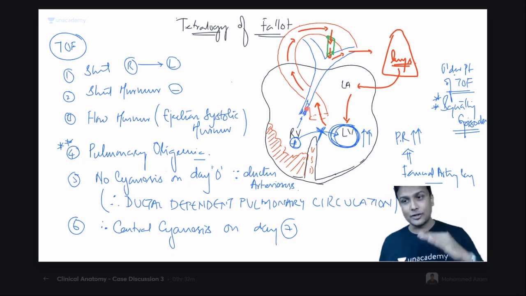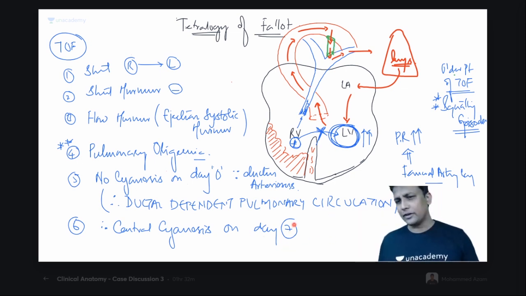And after that, what is going to happen in this condition? Yes, shunting from right to left will occur, shunt murmur negligible, flow murmur, yes, ejection systolic murmur, and less amount of blood is going to the lungs there, pulmonary oligemia. And will there be cyanosis on day 0? No cyanosis. Why? Because the blood is circulating via ductus arteriosus, ductal dependent pulmonary circulation. No cyanosis on day 0. Cyanosis will occur on day 7.